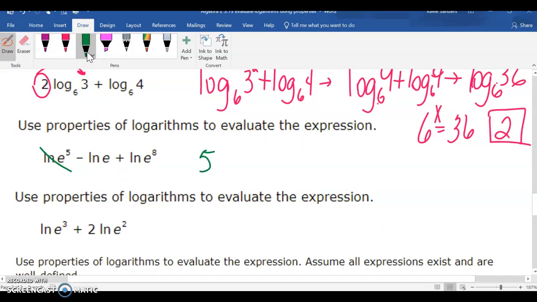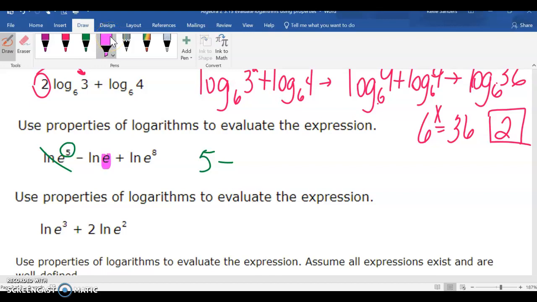Natural log and e cancel out. Minus. Now, natural log and e cancel out, but because we had a 5 right here, we must get an answer, and it's not going to be 0. This e does have an exponent, which is 1. So we must put that there. And the natural log e cancels out, and we get 8. So 5 minus 1 is 4, plus 8 is 12.